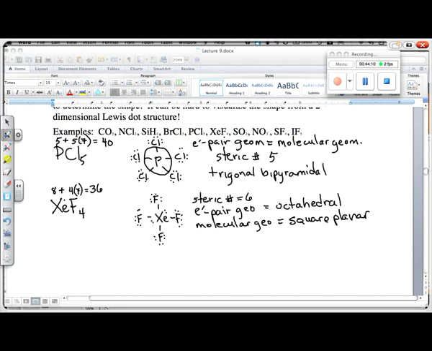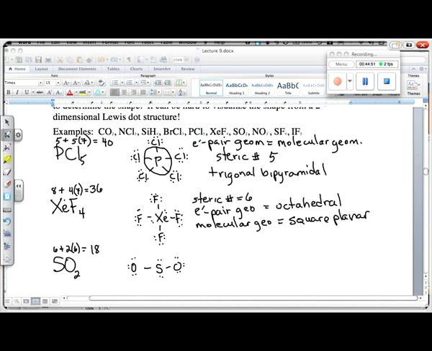All right, SO2. 6 plus 2 times 6. I have a total of 18 valence electrons. Sulfur in the middle, giving everybody lone pairs to bring them up to 8. So 1, 2, 3, 4, 5, 6, and then 7, 8 for that oxygen. This sulfur needs 2 lone pairs, and this oxygen needs 3 more.